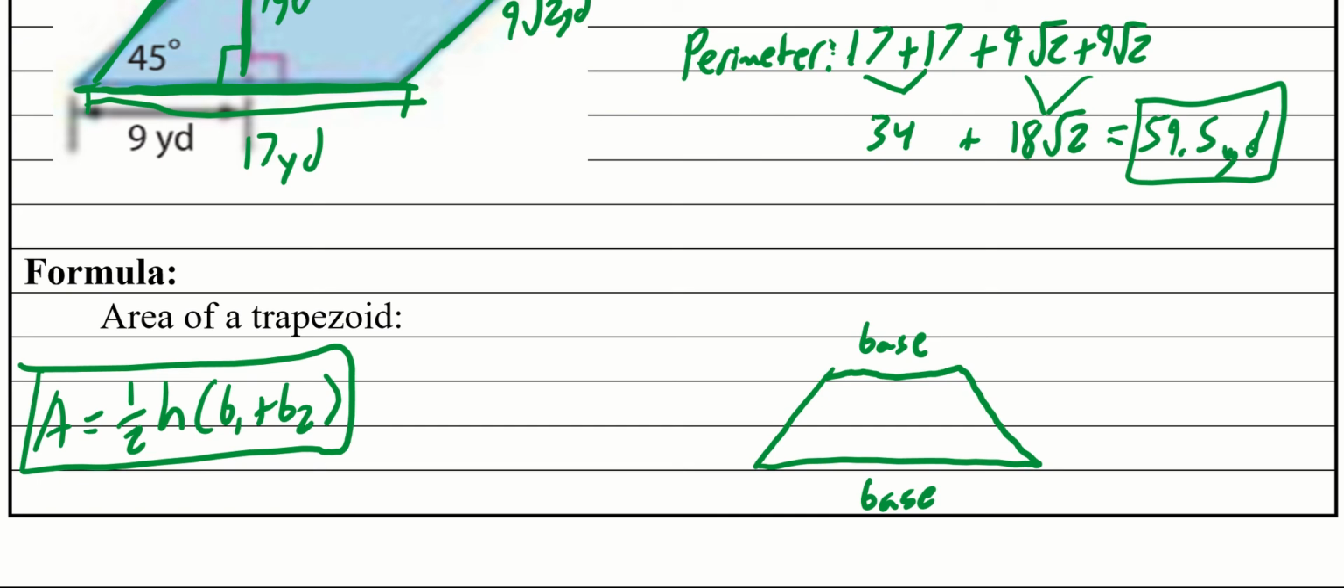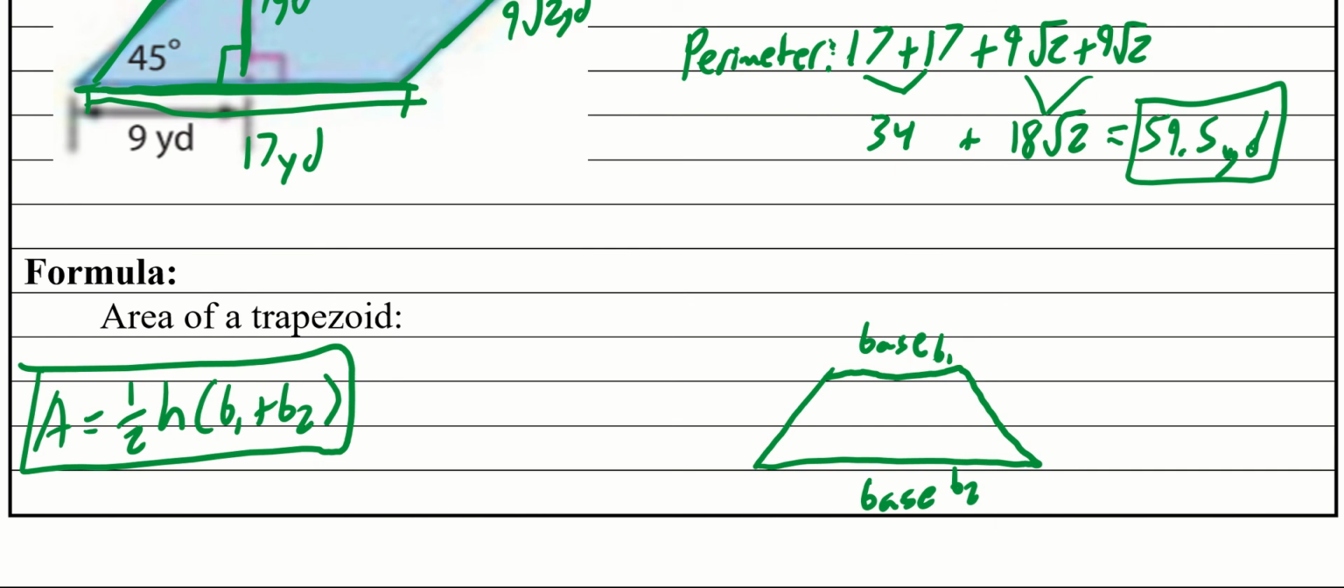So what that means for our equation is, if I'm looking at this picture, one of the bases is going to be base 1, and it doesn't matter which one here. This could be base 1, and the other one's going to be base 2. These are always going to be different lengths, because if they were the same length, then it would be a parallelogram.